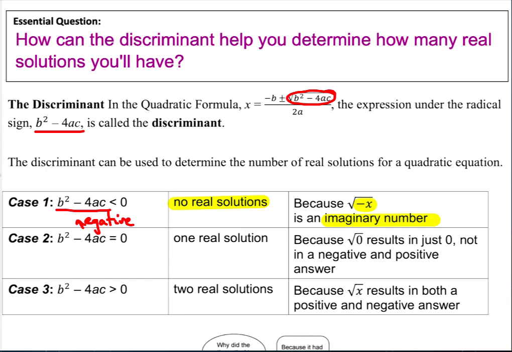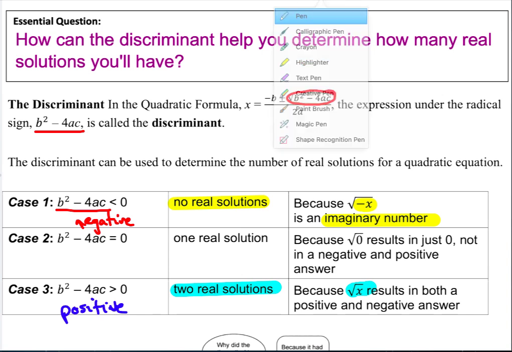Case 3 is when b squared minus 4ac is greater than 0, meaning we get a positive number. Okay? When that happens, we get what we're normally used to. We get two real solutions because I can take the square root of whatever's in there and then it's going to get added and it's going to get subtracted. Remember that plus or minus.